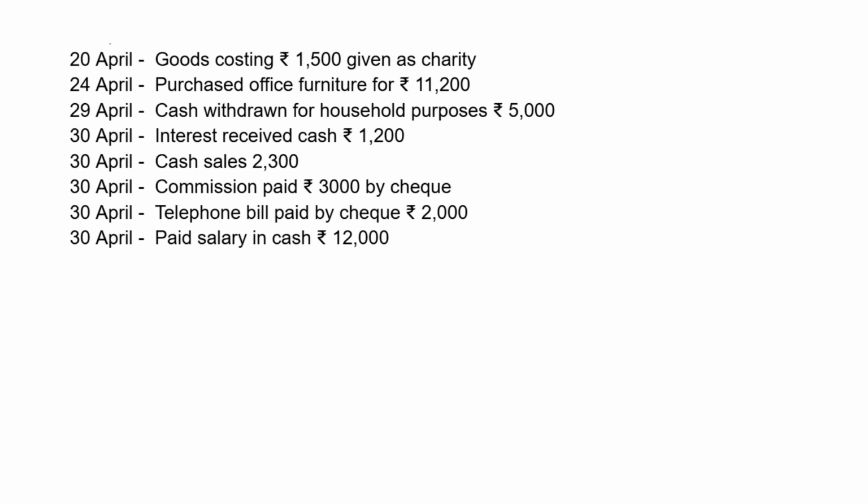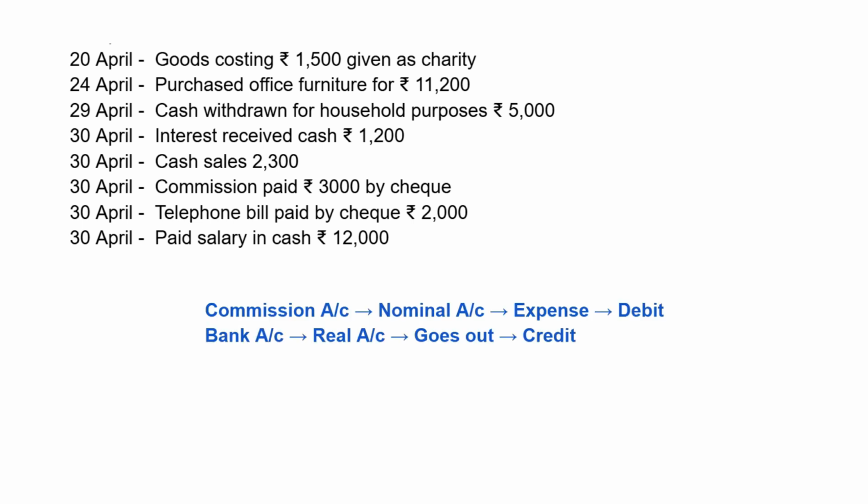30th April, commission paid by check 3000 rupees. Here the two accounts affected are commission account and bank account because it is paid by check. Commission account is nominal account and commission is an expense. So, debit all expenses and losses. And bank account is real account and cash goes out of the bank. So, credit what goes out.